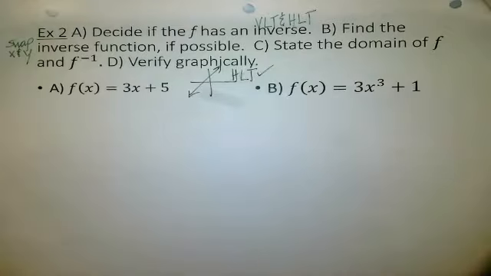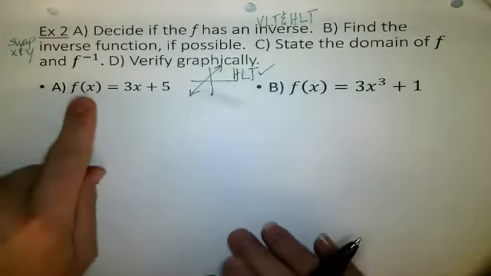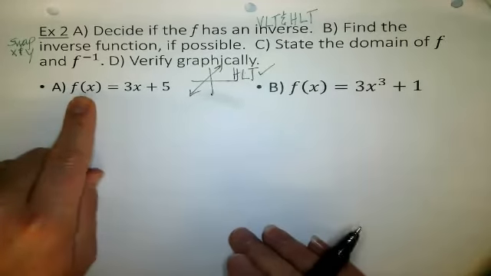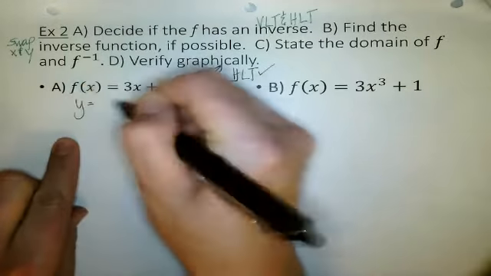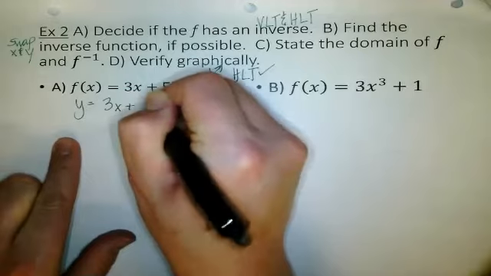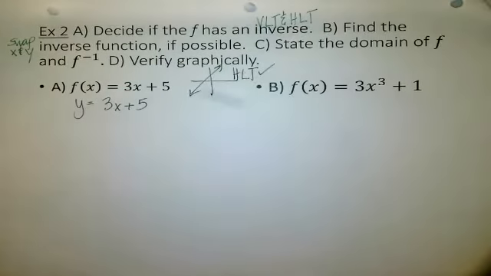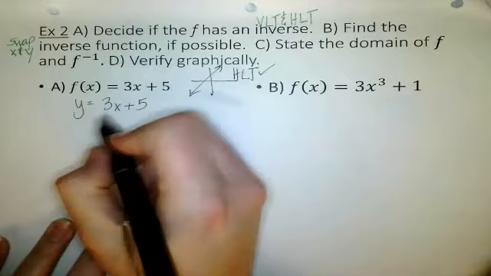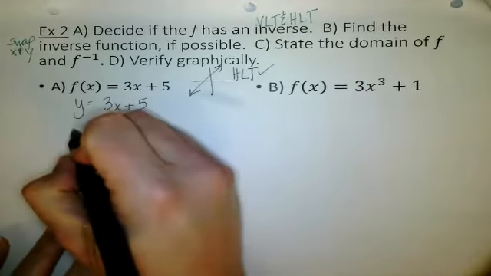So does it have an inverse? Yes, it has an inverse. Very good. Now, f of x is function notation. It is the same as a y. Okay, so these two things mean the same thing. To find an inverse, we are going to swap and solve. Swap, meaning swap your x and y.